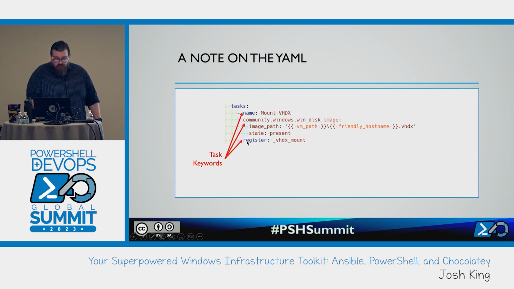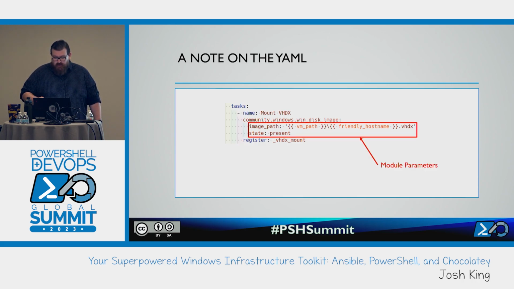And then finally down the bottom, register basically says any output from this module, go and save it into this variable. So you can potentially do stuff with it later, like specifically here it's knowing what disk letter the image was mounted to, that sort of thing. As far as telling the module what to do, you've got parameters.